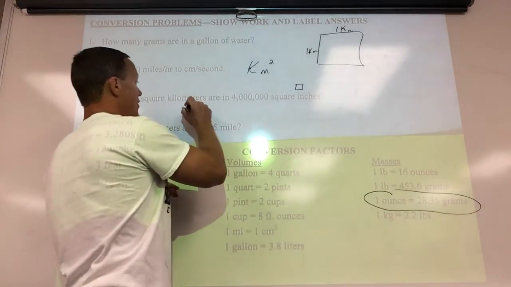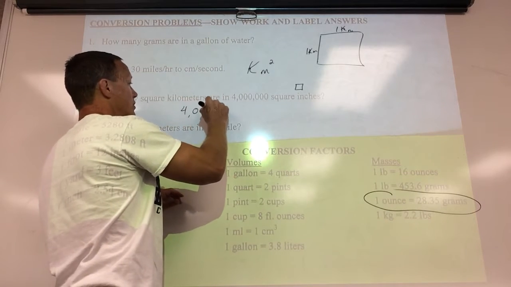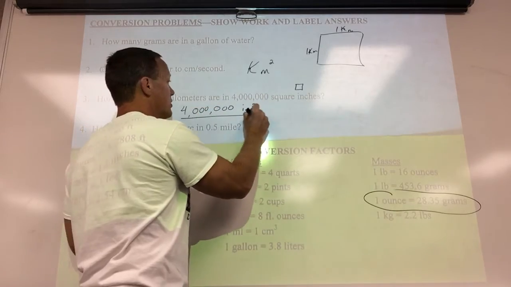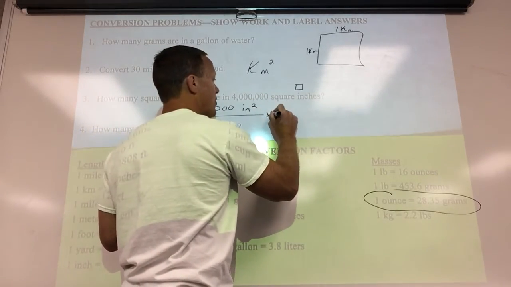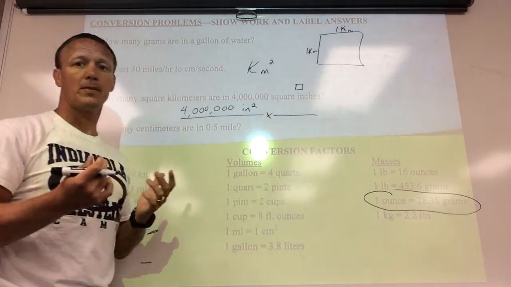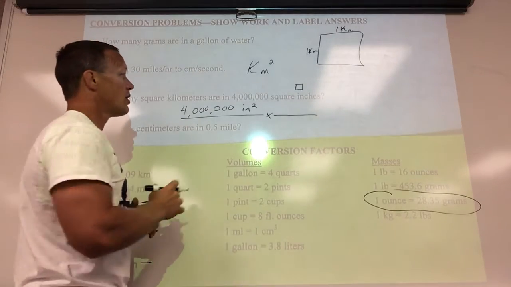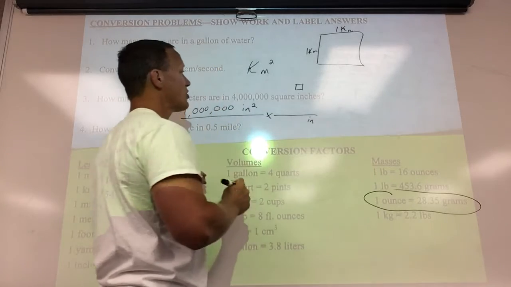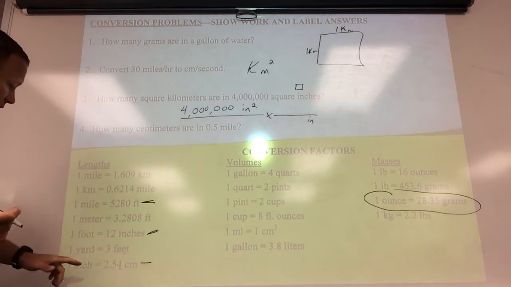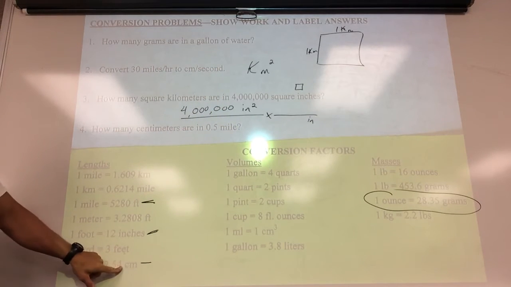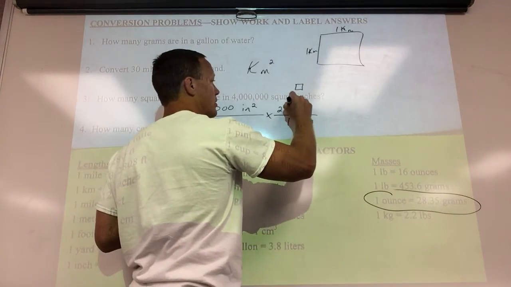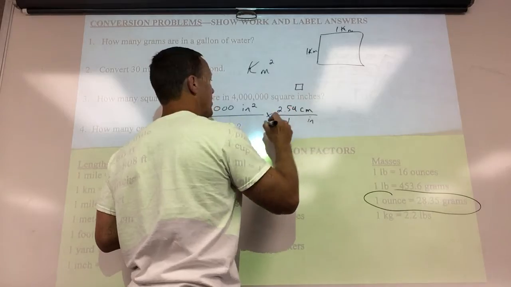So we start with the number we have. We have 4 million square inches. I'm going to write it like this time. You can do it the same way. Okay, you can do it the other way if you want to. We'll ignore the square for right now. We're going to get inches into kilometers. So I'm going to go inches to centimeters. Okay, inches to centimeters. So we know that 1 inch is 2.54 centimeters.